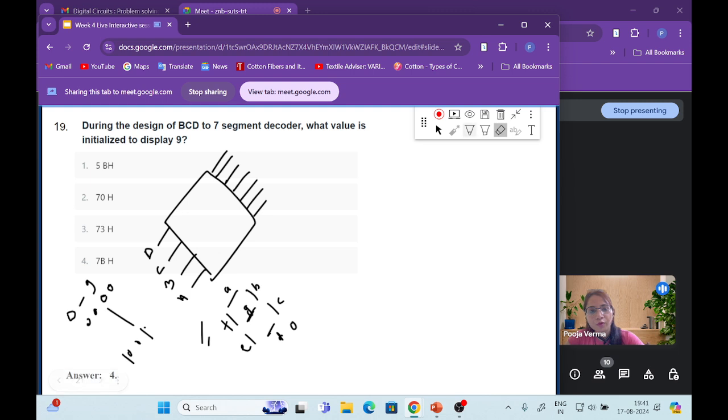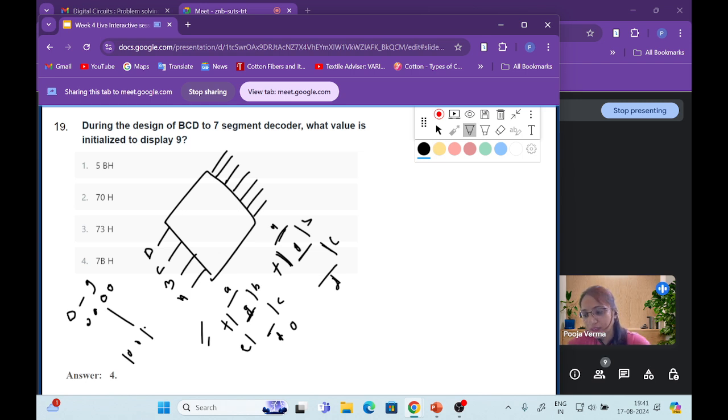So here, what we want to display is the value 9, and these values are given in hexadecimal form, right? From the options we can see. So to display 9, the alphabetical segments that should be turned on are this one, this one, this one, this one, and again this one, this one. So A, B, C, D, F, and G. If these are on, then it will represent the 9, right?